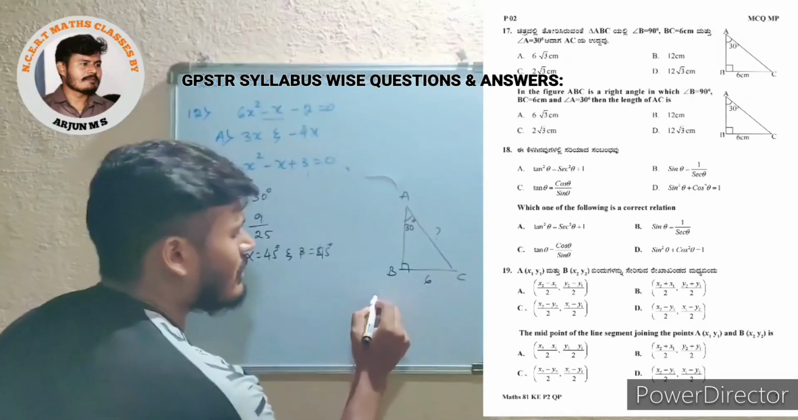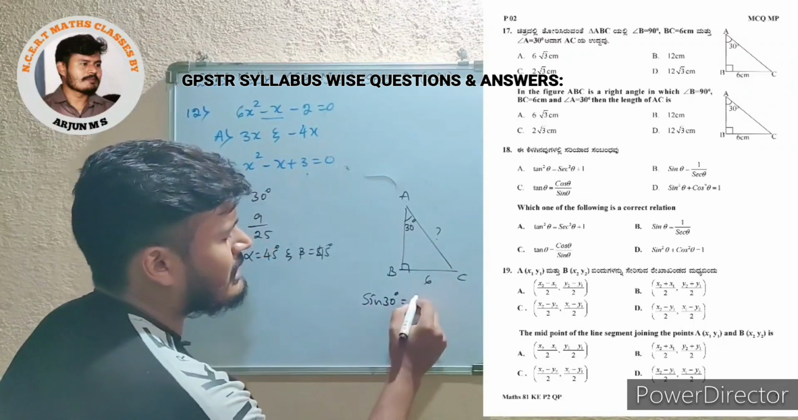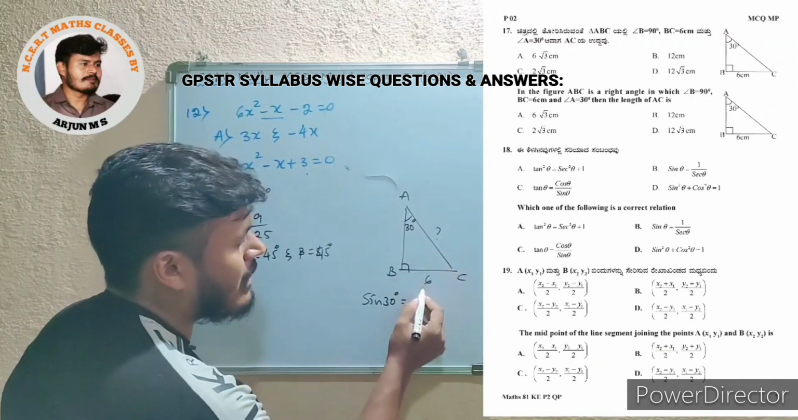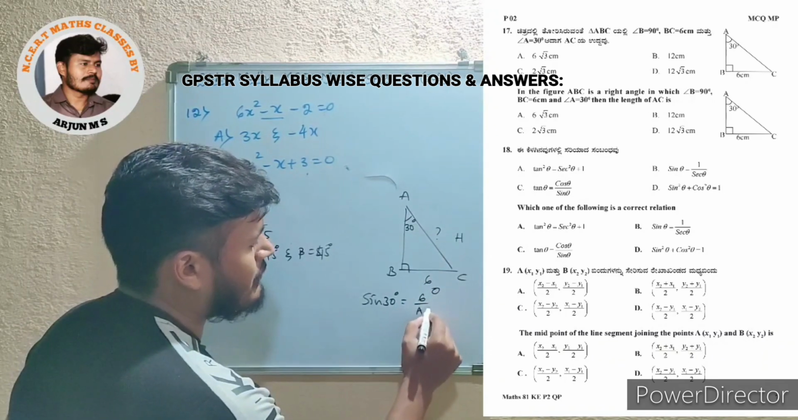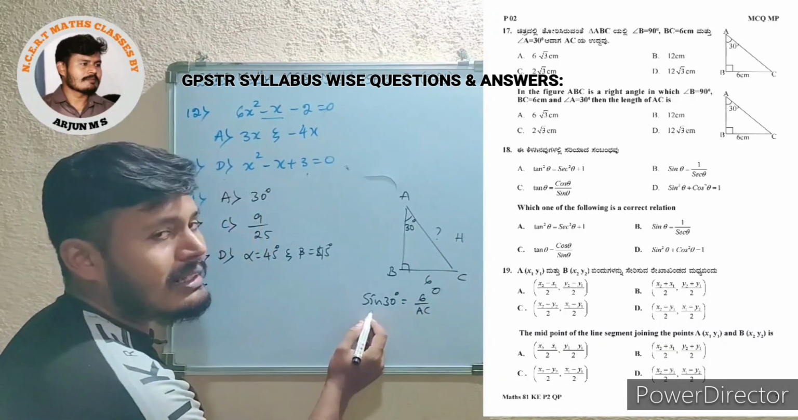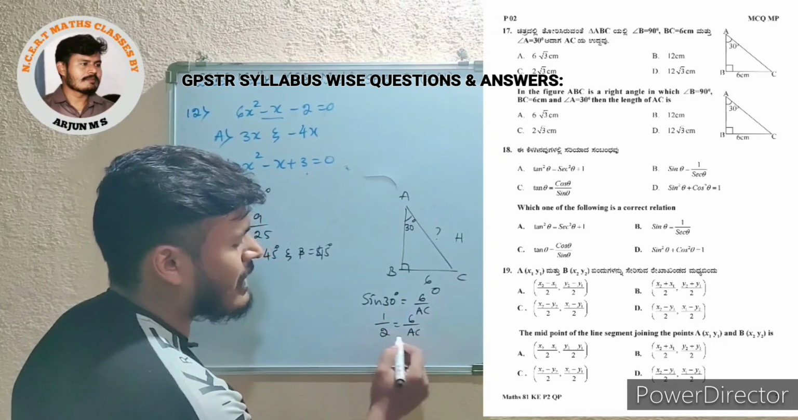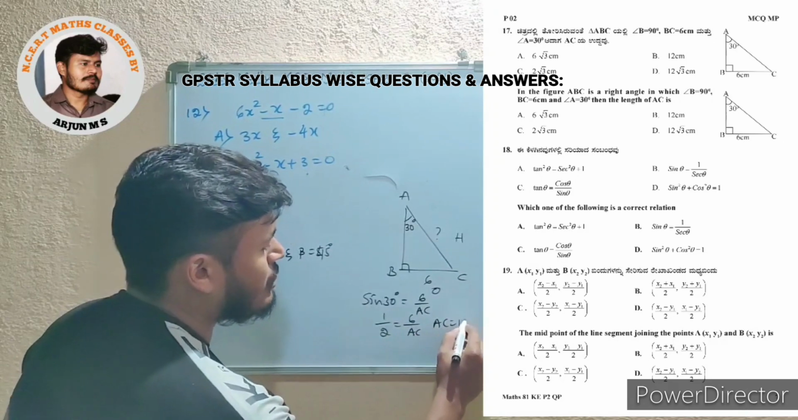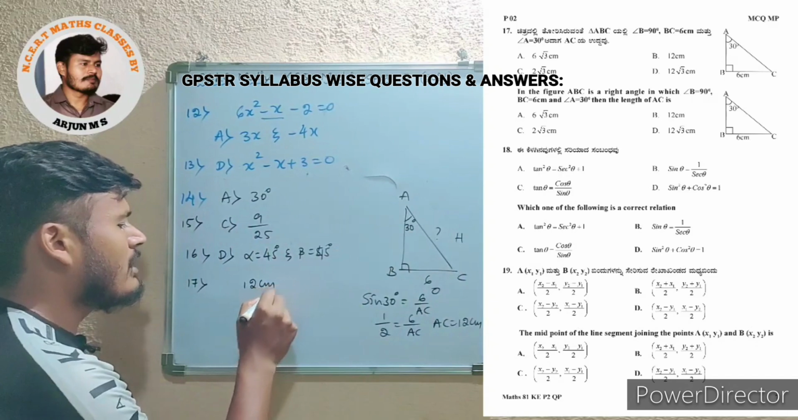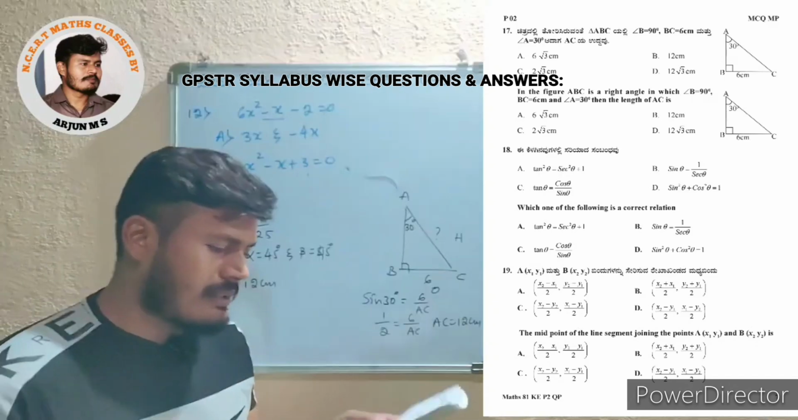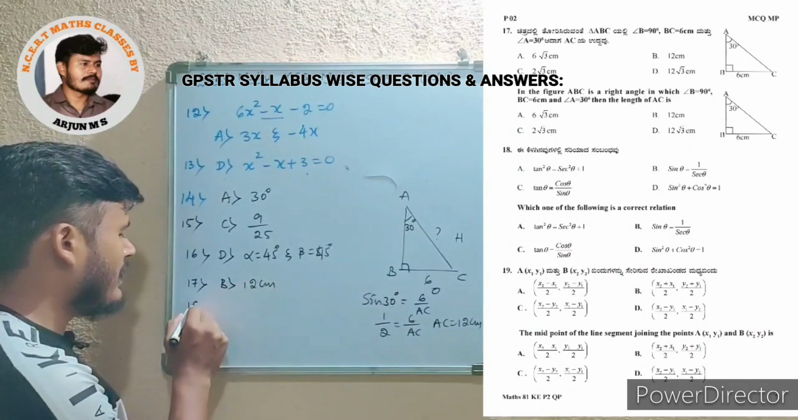So AC here. By applying sin 30 degree value, we know that sin theta is equal to opposite by hypotenuse. Here opposite is 6, hypotenuse is AC. So 6 by AC. Now what is the sin 30 value in the standard table? 1 by 2, which is equal to 6 by AC. Then cross multiply, we get AC is equal to 12 centimeter. So what is the hypotenuse here? 12 centimeter. Just observe which one is correct. So option B is the correct answer, 12 centimeter.